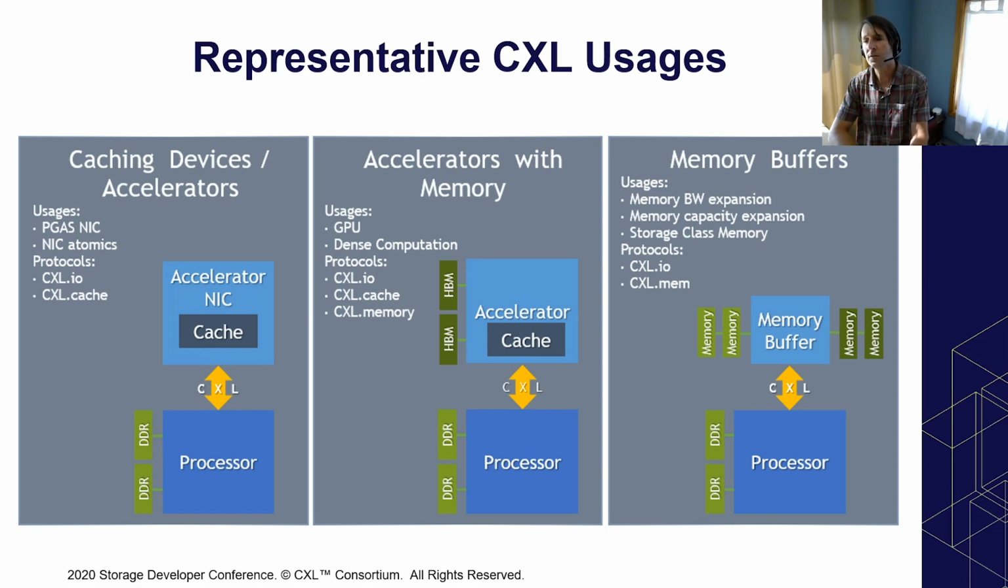And the final use case is for memory buffers. Memory buffers in this example are passive devices that would be primarily exposing memory to the host processor. This could be used for memory expansion, either traditional volatile DDR-type memory expansion or storage class memory that would be persistent.